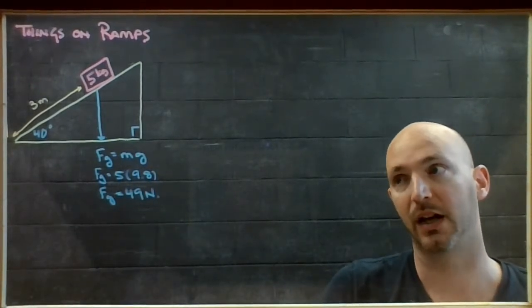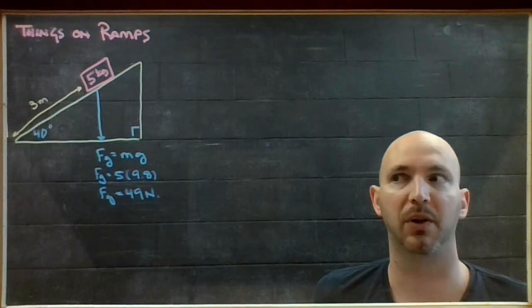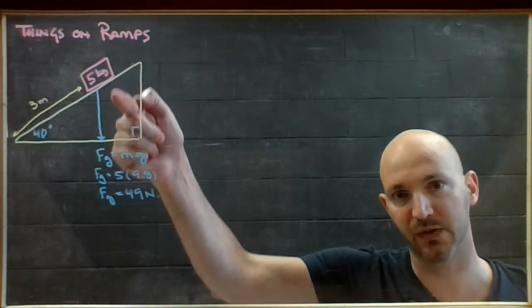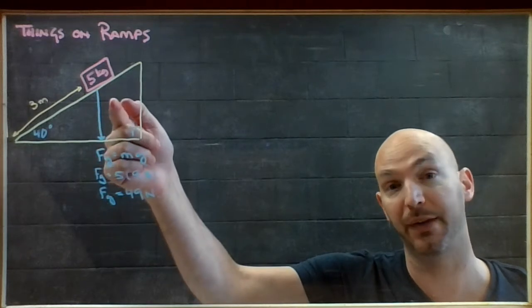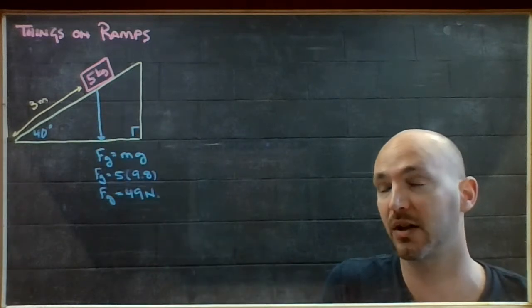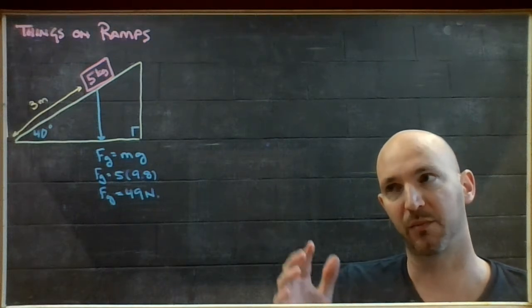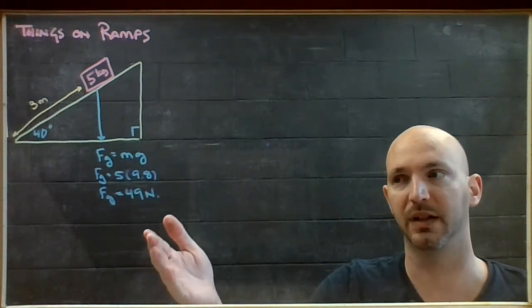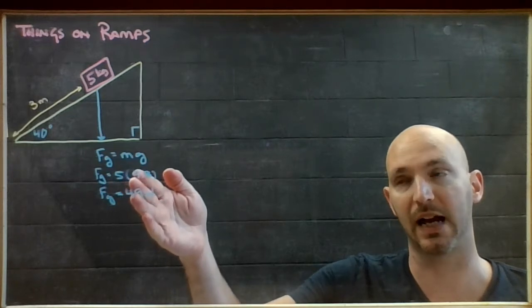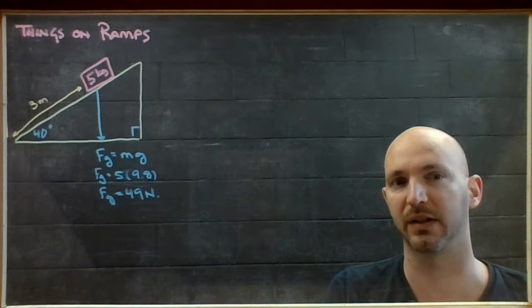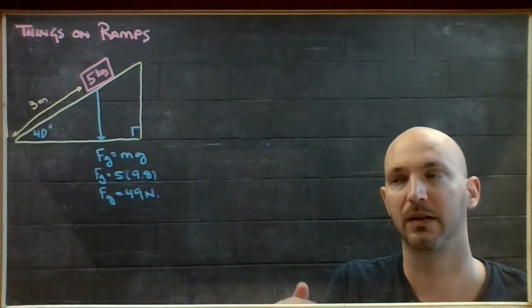Okay, but here's the problem. That block can't move down. If it were to move straight down, it would have to crush its way through this triangular block, which it's not allowed to do. So we have this problem with the geometry here where the only force that's acting is acting in a direction where the object is forbidden from traveling. So what does it do then?